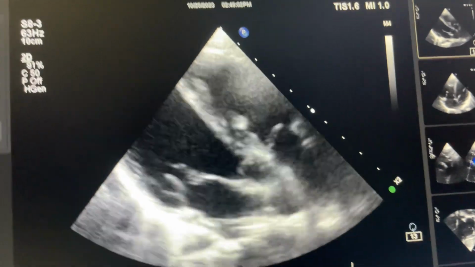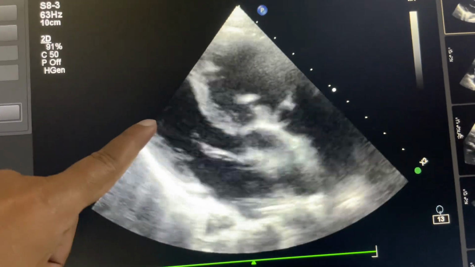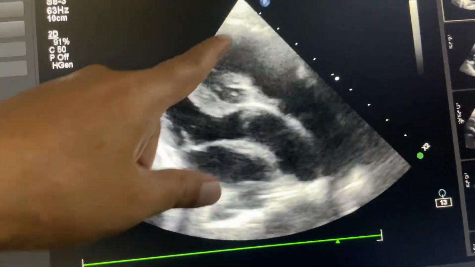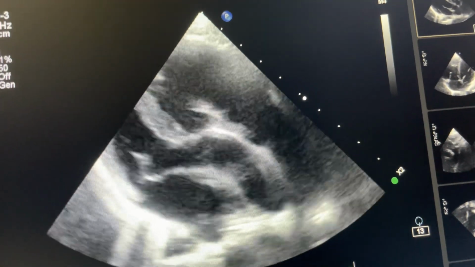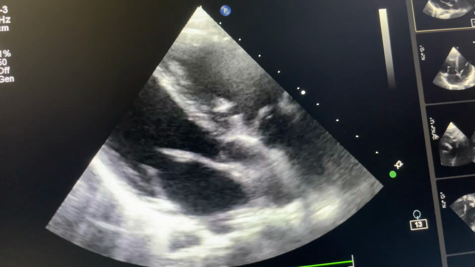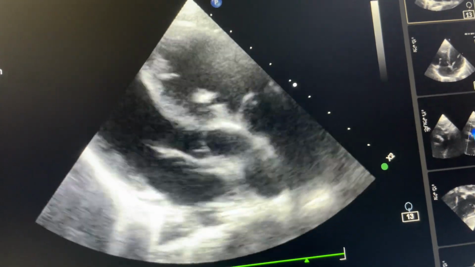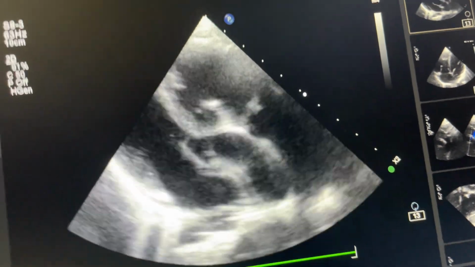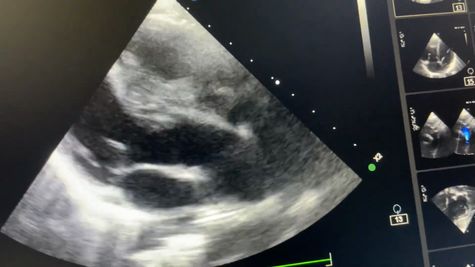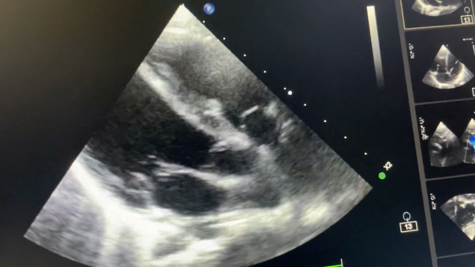This is the image. You see left atrium, left ventricle, this is pulmonary artery, this is right ventricle and aorta. So whenever you see both in the same plane, both in the longitudinal axis, the long axis, you see the aorta is also in long axis, pulmonary artery is also seen in long axis, that indicates transposition of great arteries.